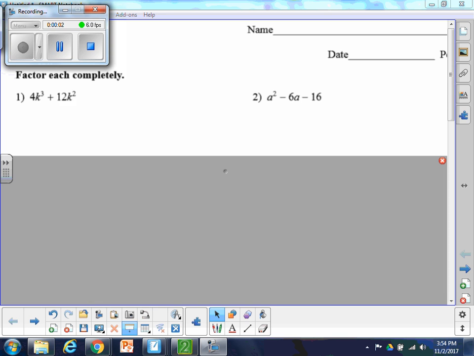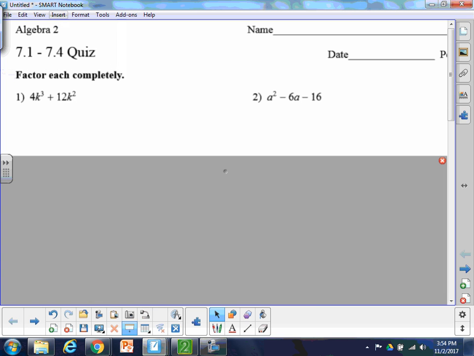Okay, so this will be a video talking about factoring quadratics and then using factoring to solve quadratic equations and then inequality as well. So we'll just kind of start with a couple of factoring problems. Number one here, we have 4k to the third plus 12k squared.